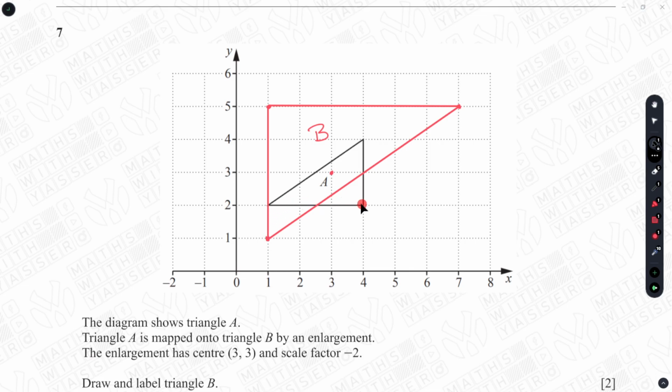And again for this point, I need to count from the center. So it goes 1 unit to the right and 1 unit downwards. That means, again, if we multiply with the scale factor of -2, it will come as -2 and -2. That means I have to go 2 units to the left and 2 units above. And finally, in order to reach this point, I have to move 2 units to the left and 1 unit downwards. That means I have to move 4 units to the right, 1, 2, 3, 4, and 2 units upwards.